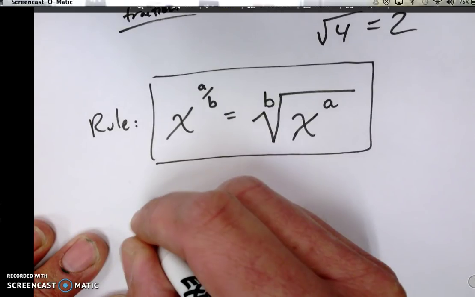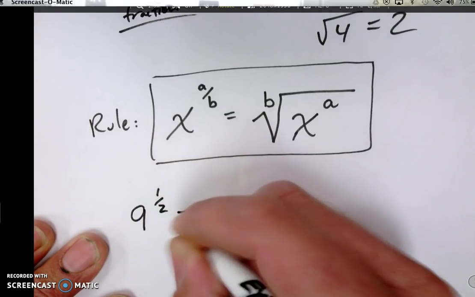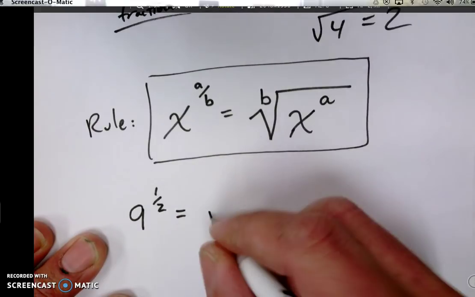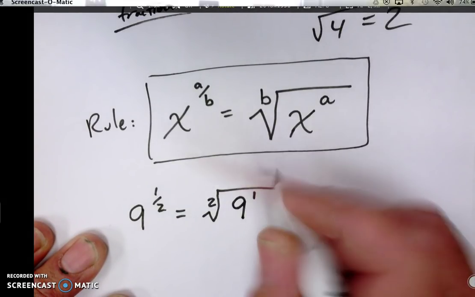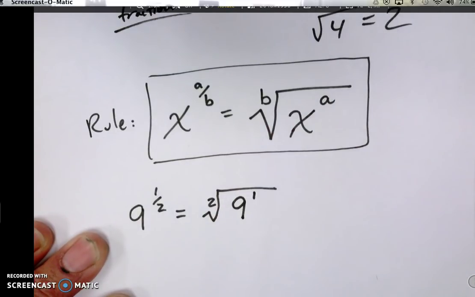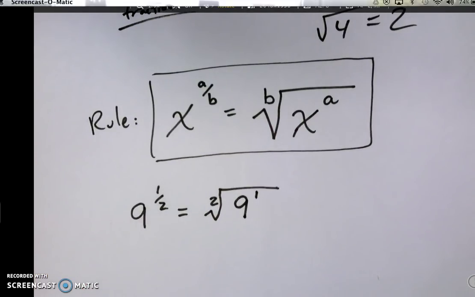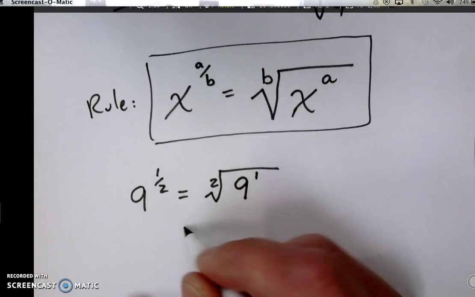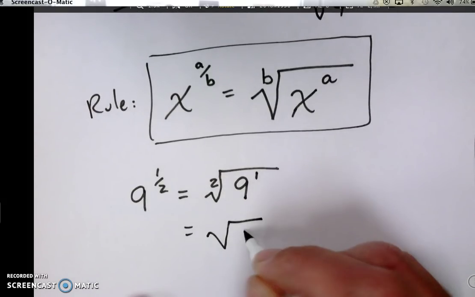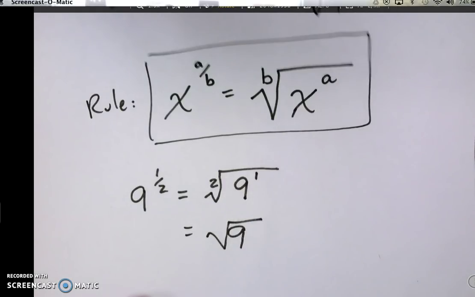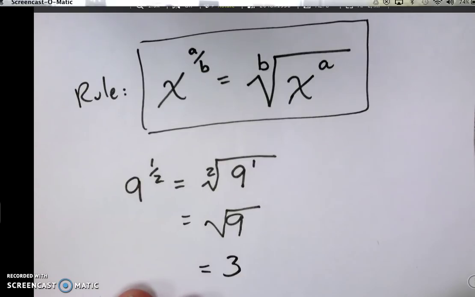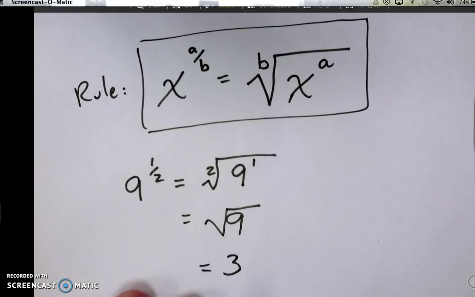So, for example, if you had 9 to the 1/2, by definition, that's the second root of 9 to the 1. Just following this format. And 9 to the 1 is just 9. And if it's the second power, we usually just write it like that, square root of 9, which is then just 3. That's it. Okay, so that's how we start.